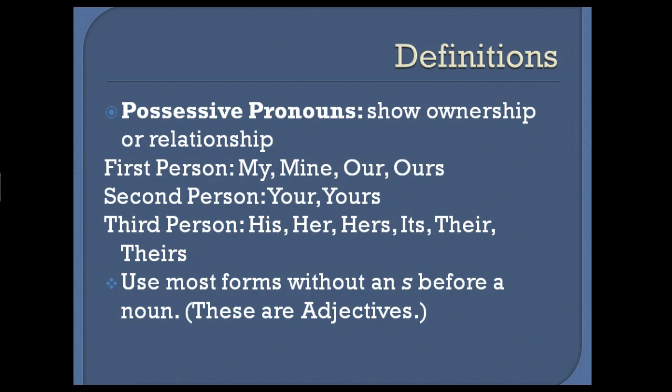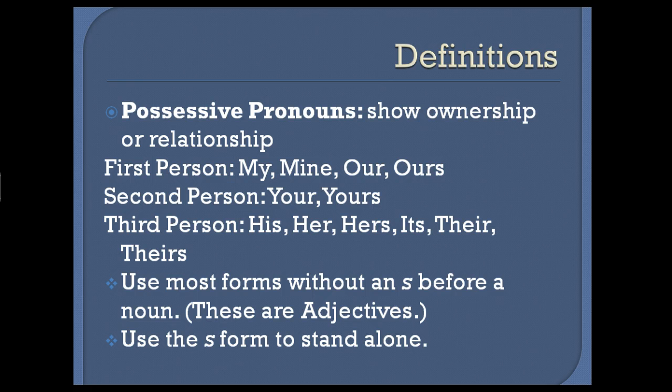In case you're wondering, use most of the forms without an S before a noun. They're adjectives. My book as opposed to the book is mine. Our house versus that house is ours. So again, if it's my, our, your, her, their, T-H-E-I-R, those will always come in front of some other type of noun, and they'll be adjectives. Mine, ours, yours, hers, theirs won't be followed immediately by a noun. They're not describing that directly. They'll refer back to something else in the sentence. His and its can be used either way.